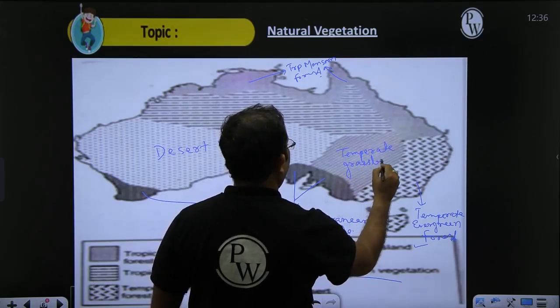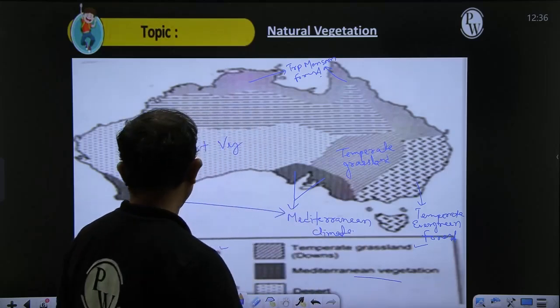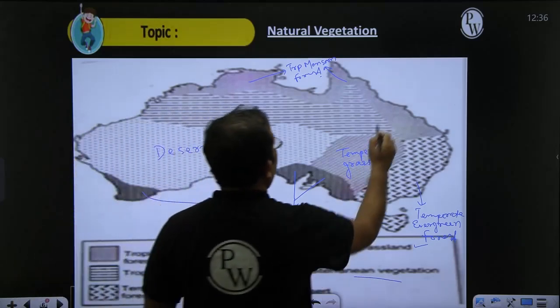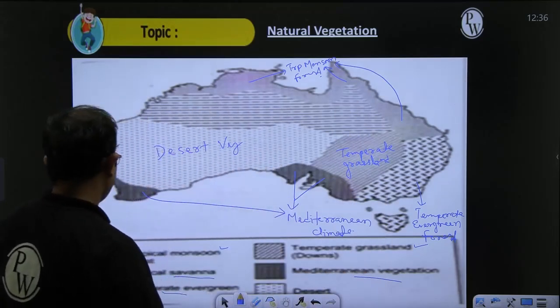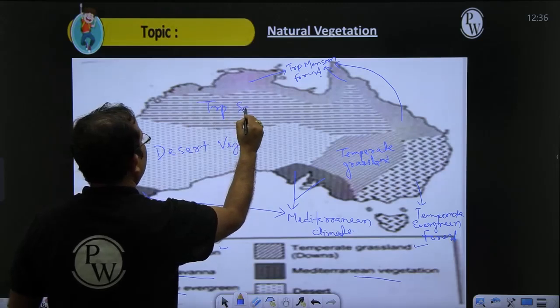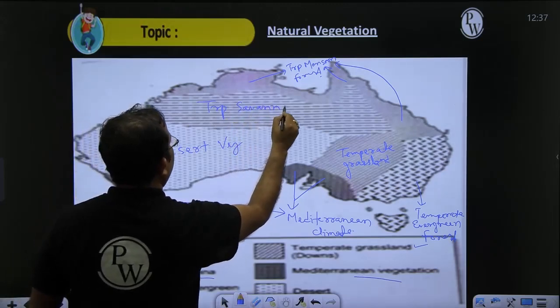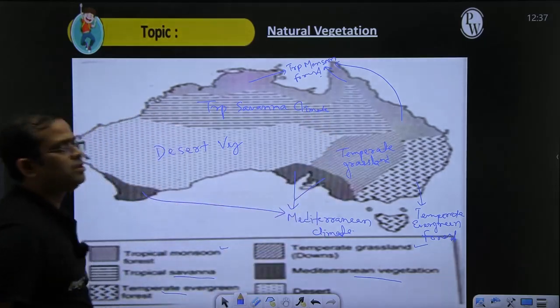You are seeing temperate grassland here. The tropical monsoon forest, this is also tropical monsoon forest. These are the things. And this particular one is your tropical savanna, meaning grassland. Tropical savanna climate. So this is the total.